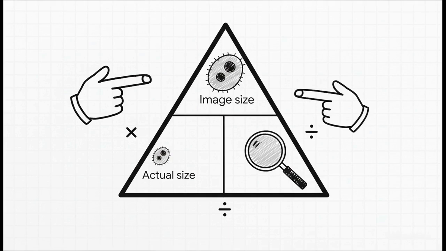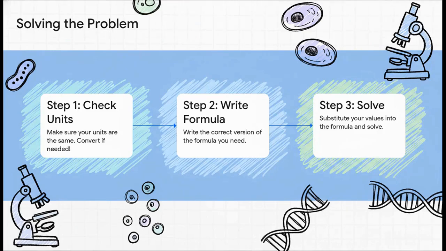A formula triangle is your best friend here. Just cover up the thing you want to find with your finger, and the triangle tells you exactly what to do with the other two. Honestly, to solve any of these problems, just follow this simple 3-step recipe.